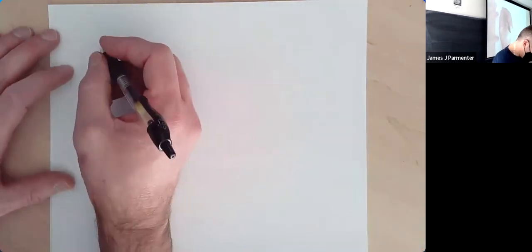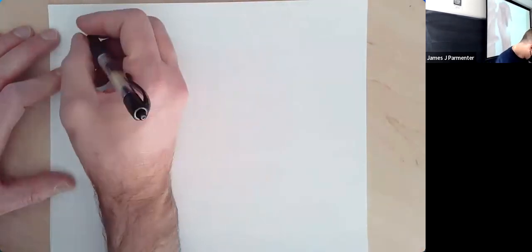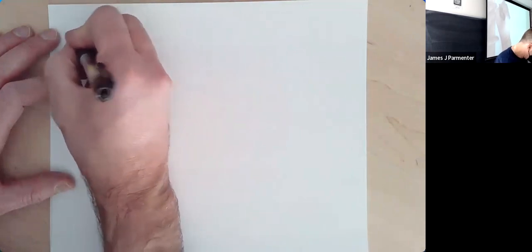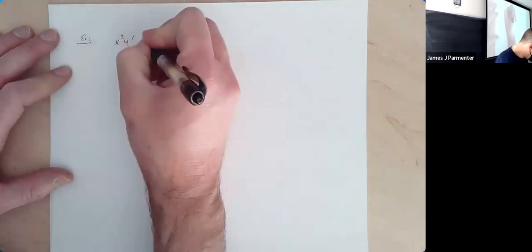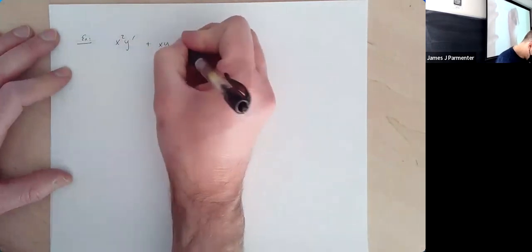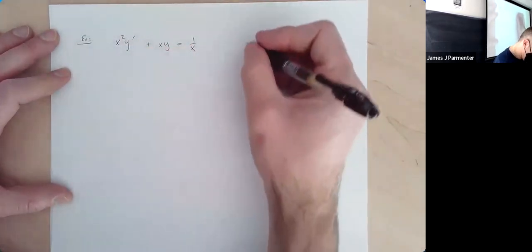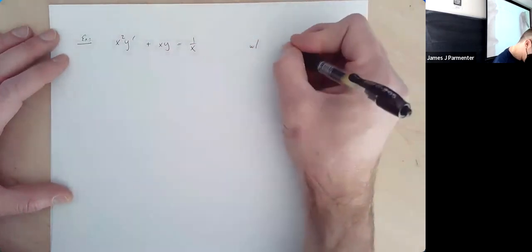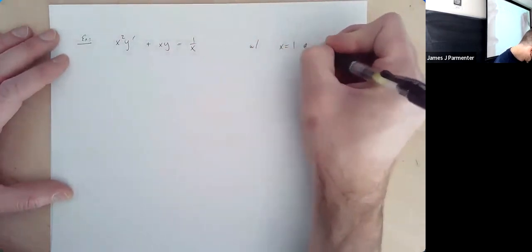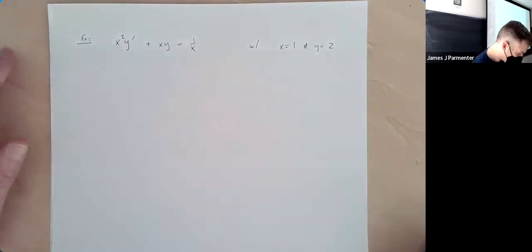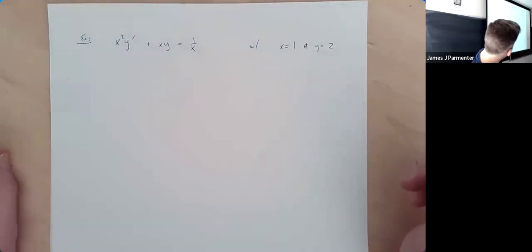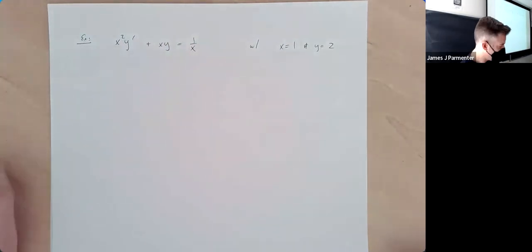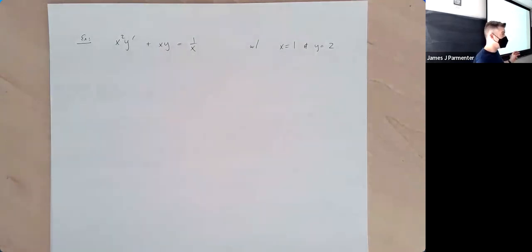Sure, let's look at this example. Find the particular solution of the differential equation x squared y prime plus x times y equal to 1/x with the initial condition x equals 1 and y equals 2. So to me, this is written in a way that's suggesting first order linear. It's definitely written patterned that way. We just don't have it quite right.